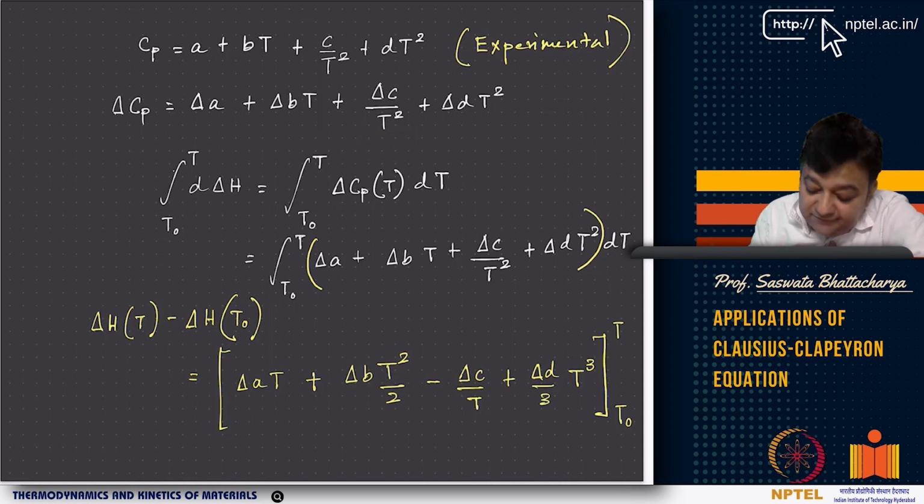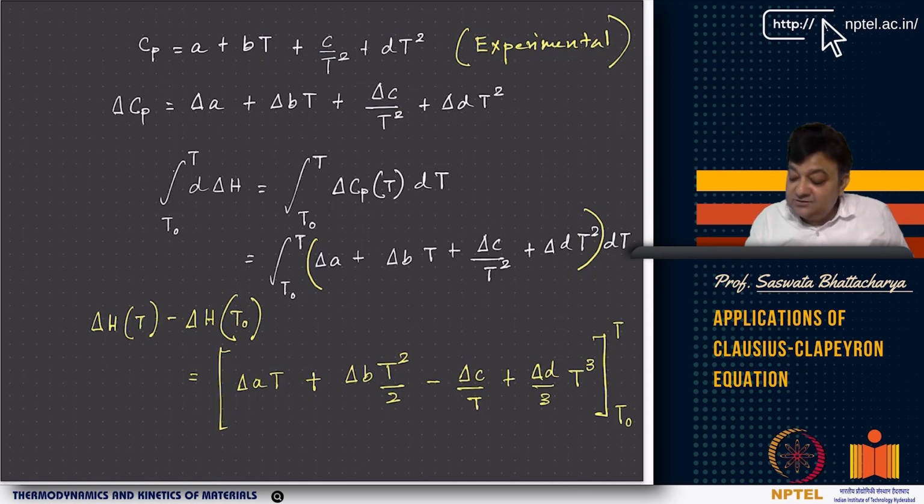So now if I integrate from T naught, which is some reference temperature, to T, d delta H is basically delta Cp dT, which comes out to be this. So delta H at some temperature T minus delta H at the reference temperature T naught, I can write as delta A times T, delta B times T square by 2, minus delta C by T, and delta D times T cube by 3.